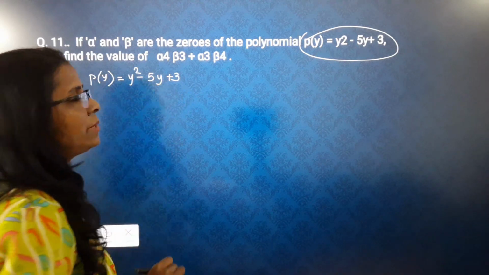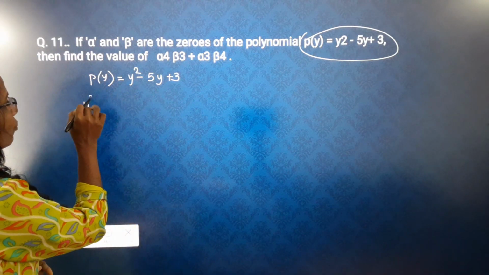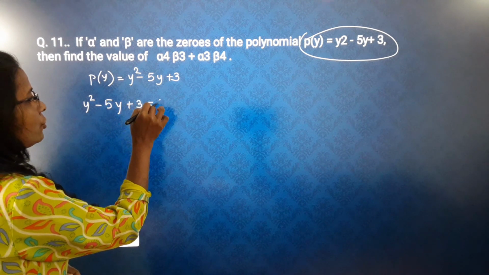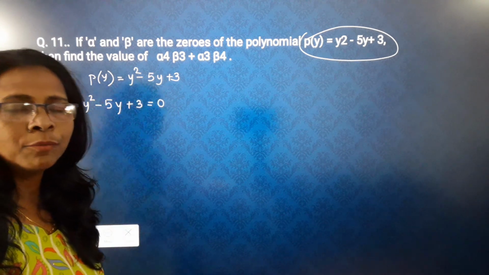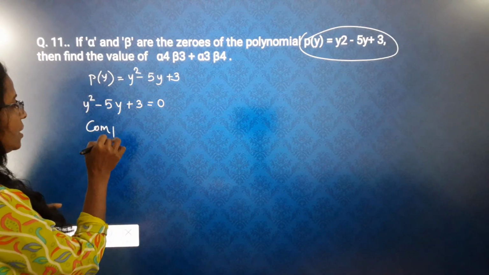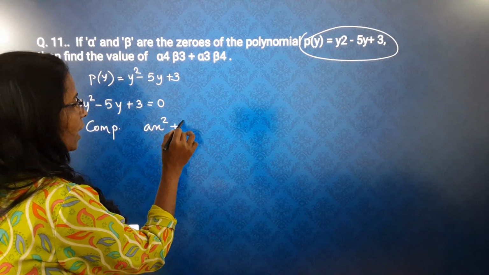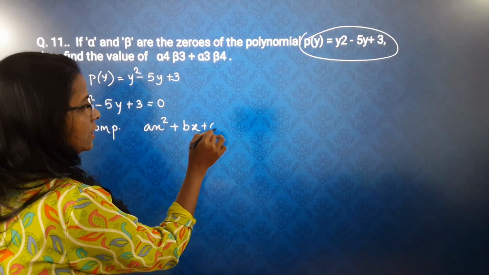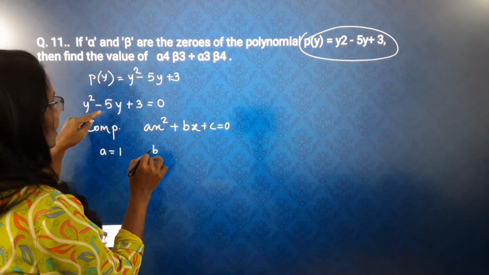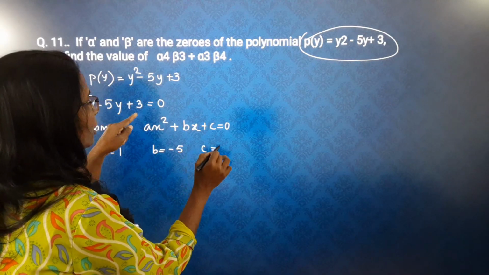Now alpha and beta are the zeros of the polynomial, that means y squared minus 5y plus 3 equals 0, which is in quadratic form. We compare this equation with the general form of the quadratic equation, ax squared plus bx plus c equals 0. So a equals 1, b equals minus 5, and c equals 3.